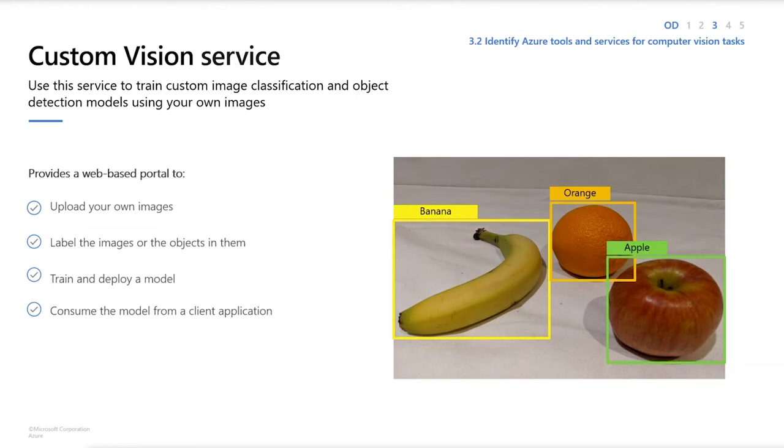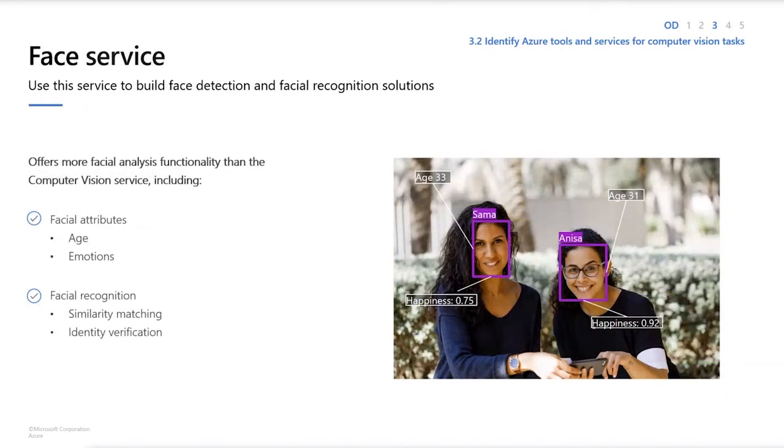All right. So while computer vision services provide some basic face detection analysis features, you can actually get more detailed with the face service. With the face service, you can build face detection and facial recognition solutions. So again, you can compare faces for similarity, or you can even verify the identity of an individual. There's going to be a link in your study guide to learn more about the different face services.